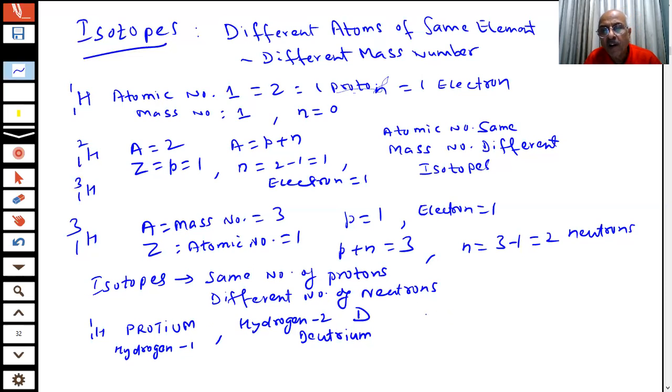And the third one is called hydrogen 3 and is called tritium. Tritium can be represented by T. So there are 3 isotopes of hydrogen. How many? 3. They have the same atomic number, but the mass number is different. And we can calculate how many protons and neutrons are present in them.